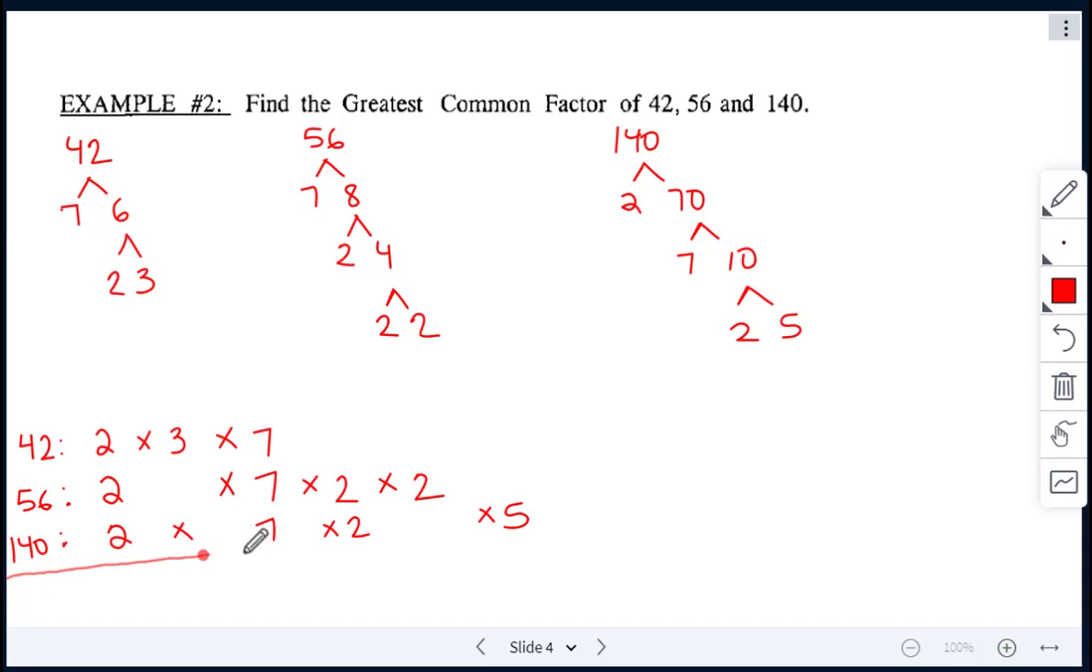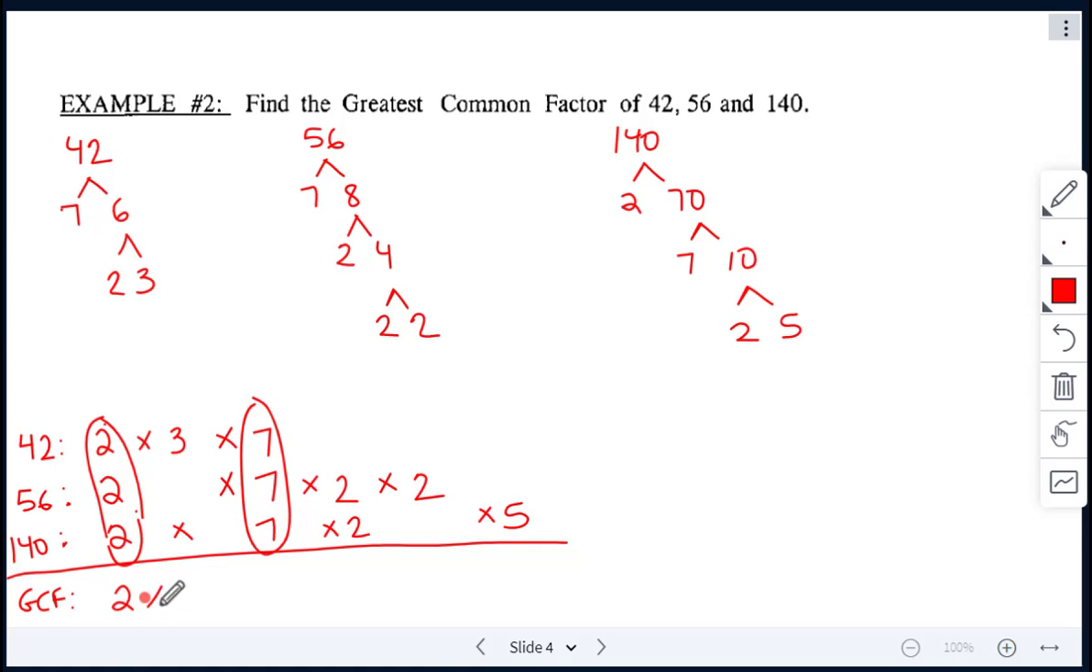All right, so we're only going to use the ones that are common to all three numbers. So that would be 2 and the 7s. So therefore, the greatest common factor is going to be 2 times 7, which is equal to 14.